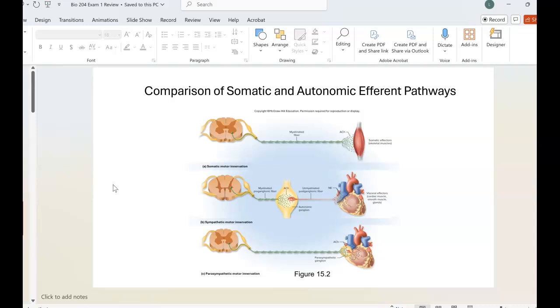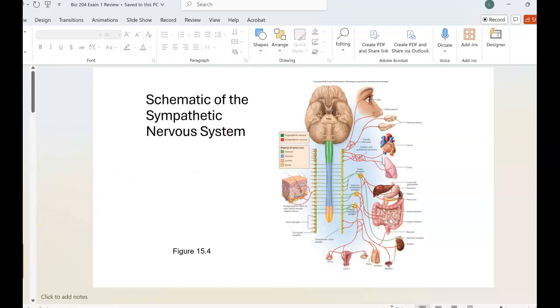By contrast with the autonomic nervous system, we actually see two neurons. And so you can see the preganglionic fibers and the postganglionic fibers. So this is one difference between the somatic and autonomic nervous system, these neuron pathways. So there's one in the somatic, and then we actually see two in the autonomic nervous system.